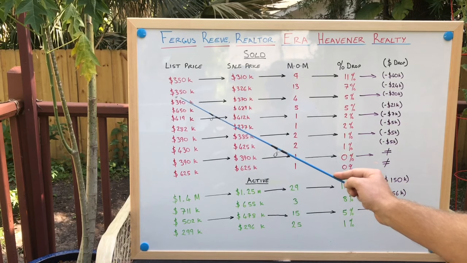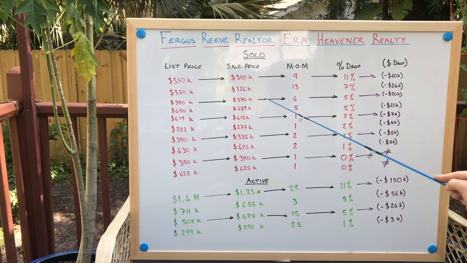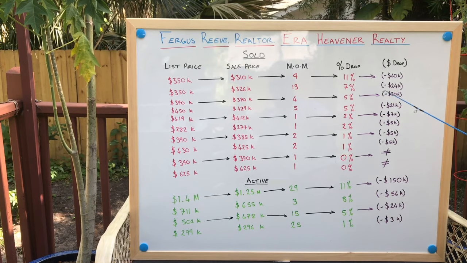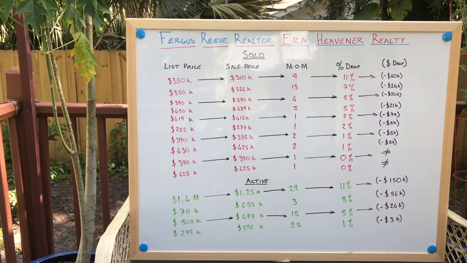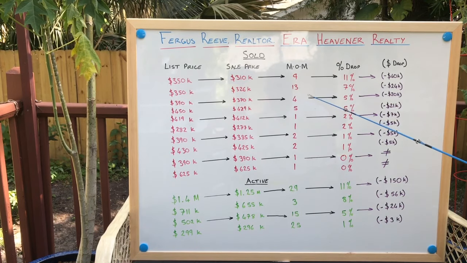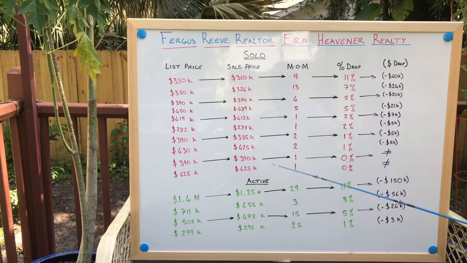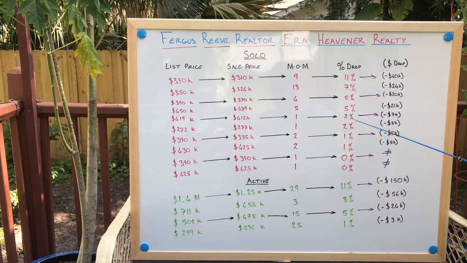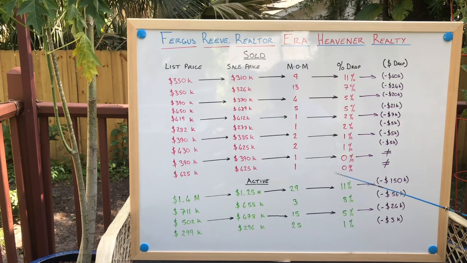Property number 2 on the list, again listed at 350, sold for 326,000. That's a drop of 7%, $24,000, and that took 13 months, over a year to sell. So we keep on going. There's 5%, 5%. They took 4 and 5 months to sell each. Then you get down to only a 2% drop, then a 1% and a 0% drop.